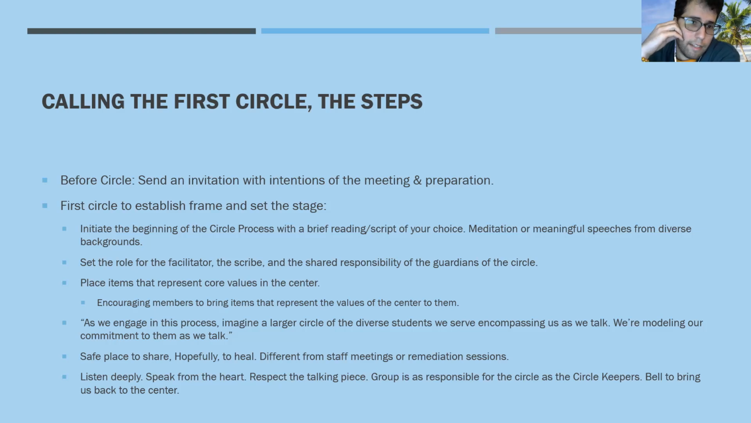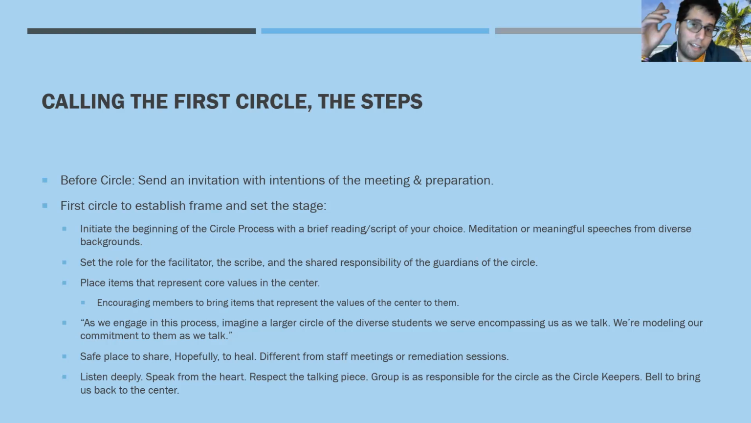And as you do that, you can focus in on setting the roles: who's going to be the facilitator, who's going to be the scribe, who's going to be the bell keeper, or the guardian of the circle, so that you can have responsibility for managing the circle's dynamics, if it goes too off track, or if we lose touch with one another. Place items in the center; encourage people to bring their items to the center that are value-centric to them.